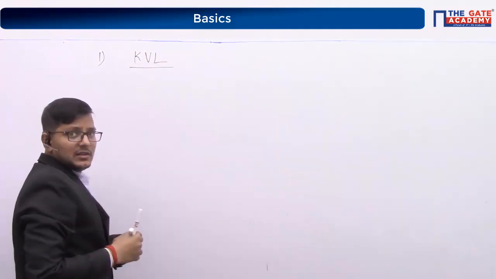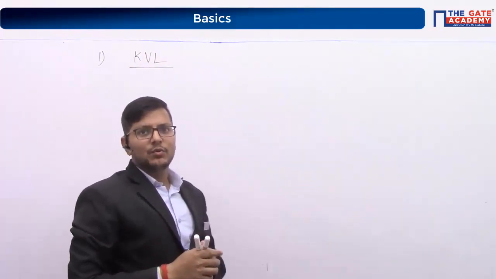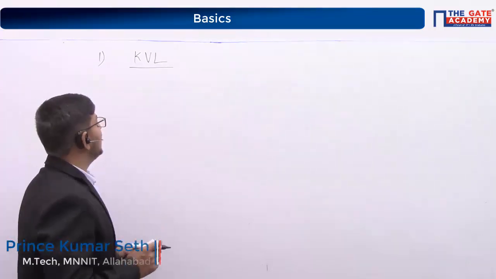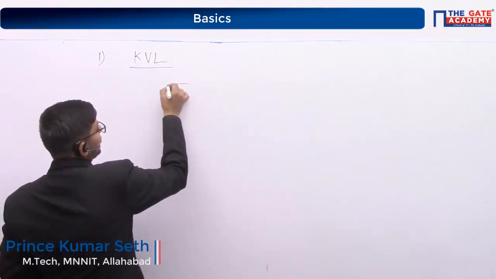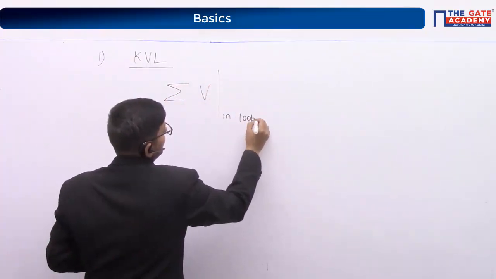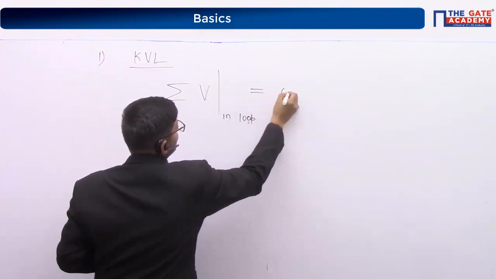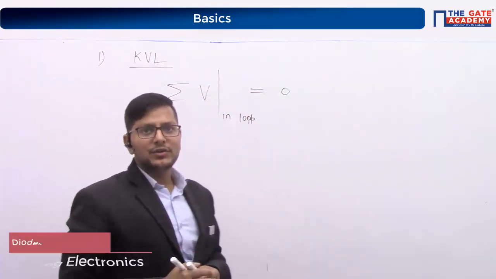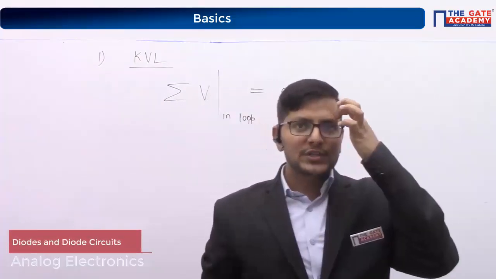So what is the KVL? Anyone know? Come here, just tell me what is the KVL. KVL is the summation of voltage in a loop, must be equal to 0. KVL is the net effective voltage across the closed loop.